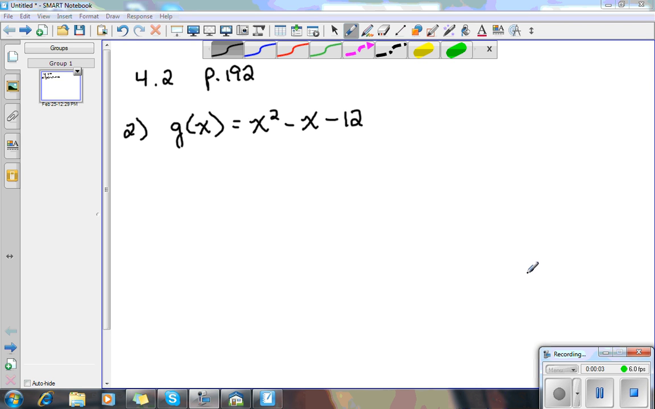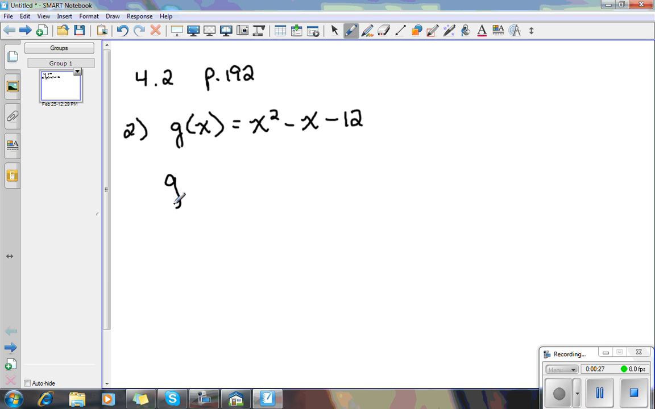Okay, well, I'm going to do some examples from section 4.2. You'll need to have your book open to page 192, and I'm going to start with problem 2. The function g of x is defined as x squared minus x minus 12. If you look at the directions, I'm asked to find the local extrema, the intervals on which the function is increasing, and the intervals on which the function is decreasing.